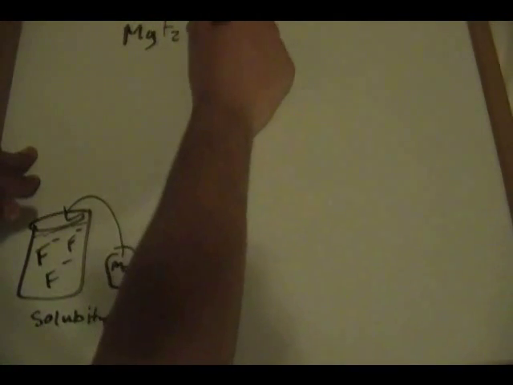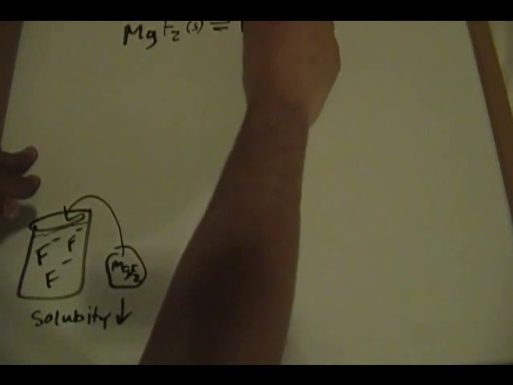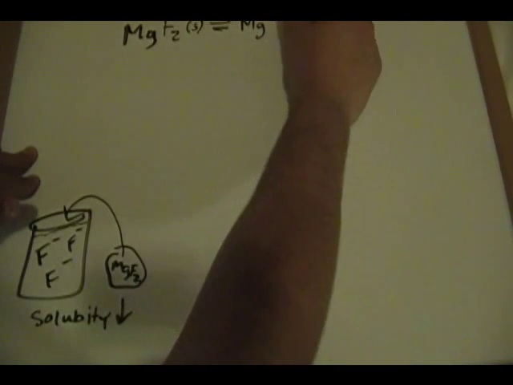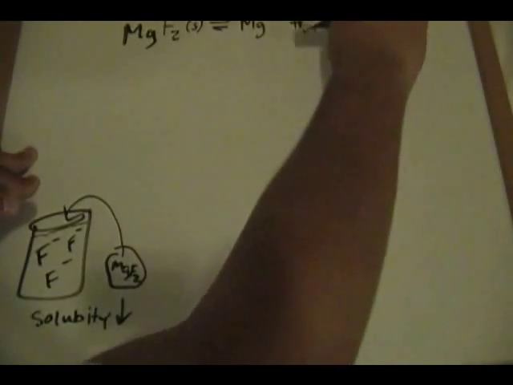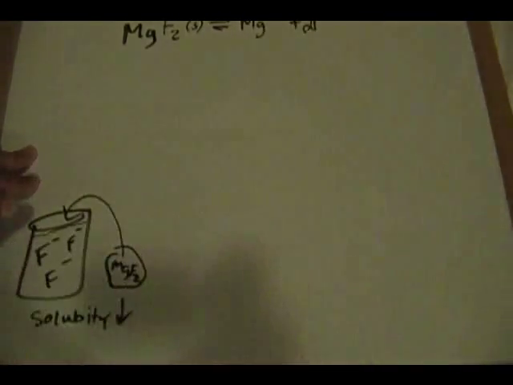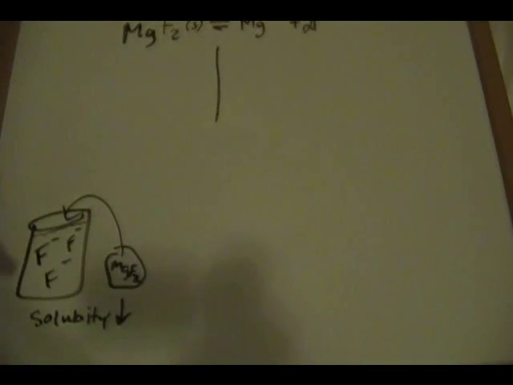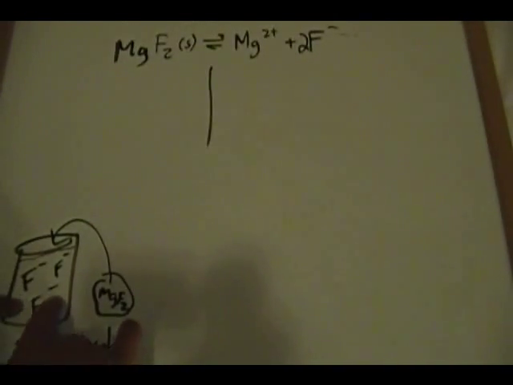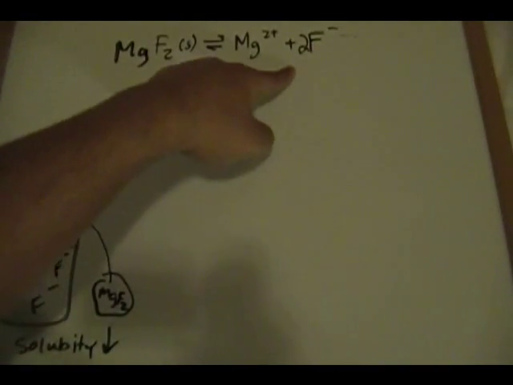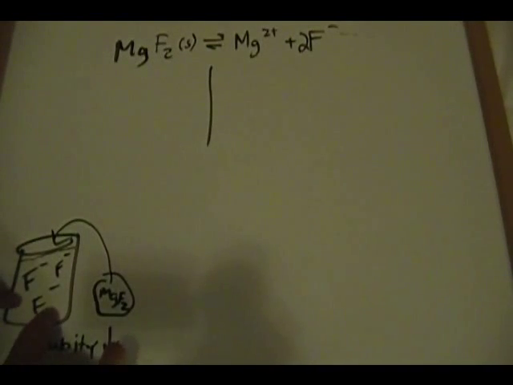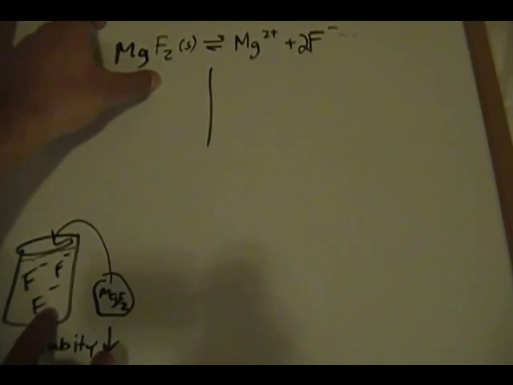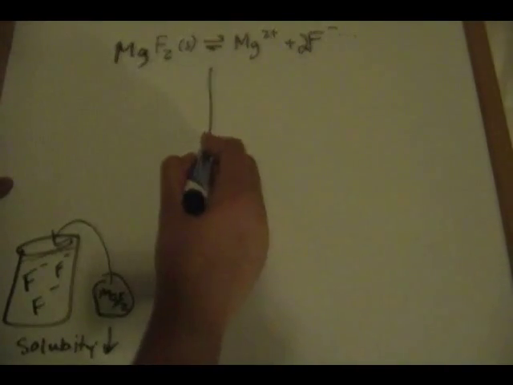So magnesium fluoride solid dissolves into Mg2+ and F minus, our typical reaction, right? So our common ion was fluorine, right? It's a common ion because it's common to this beaker and it's common to this reaction, right? So fluorine in the beaker is also found in magnesium fluoride, and that's why it's called a common ion.